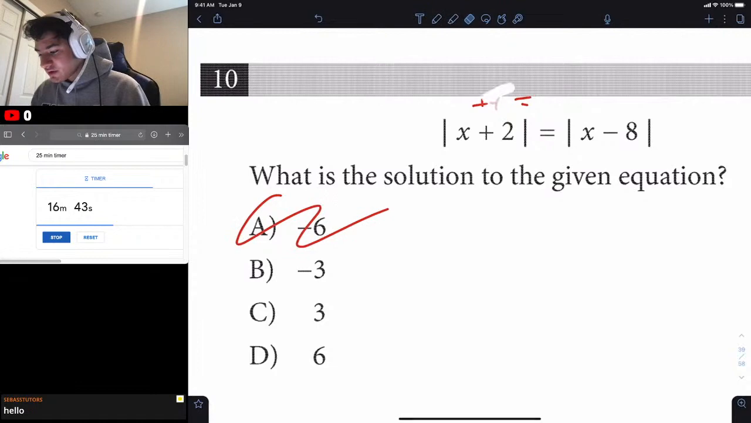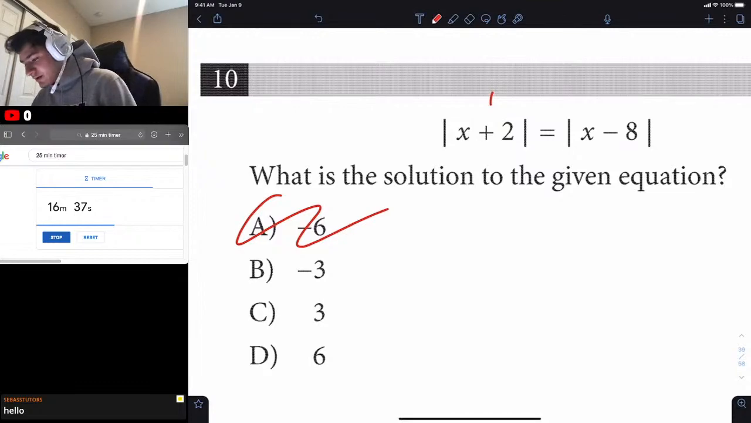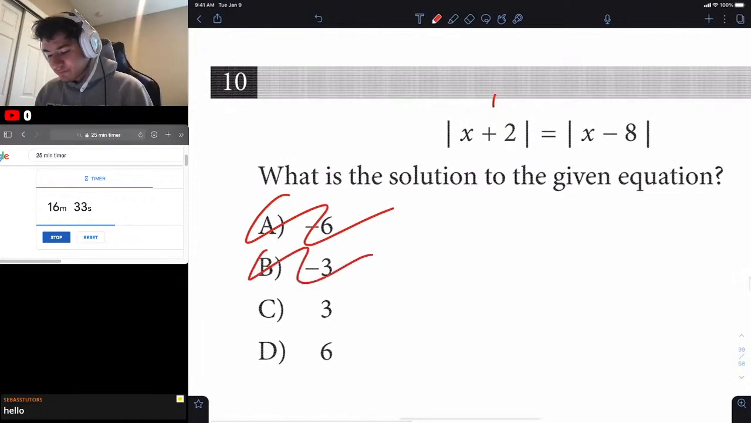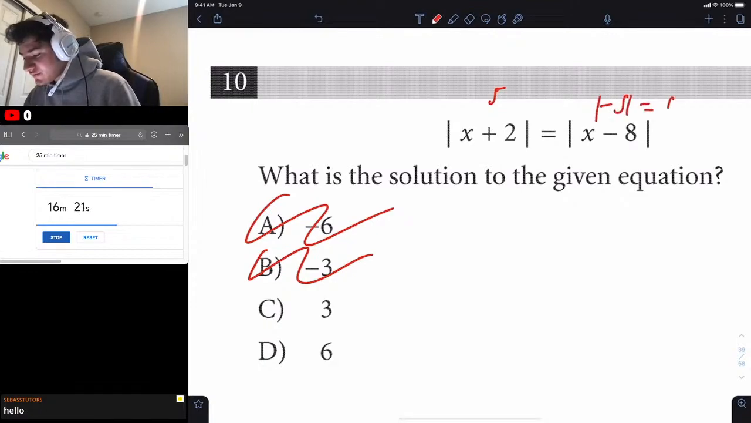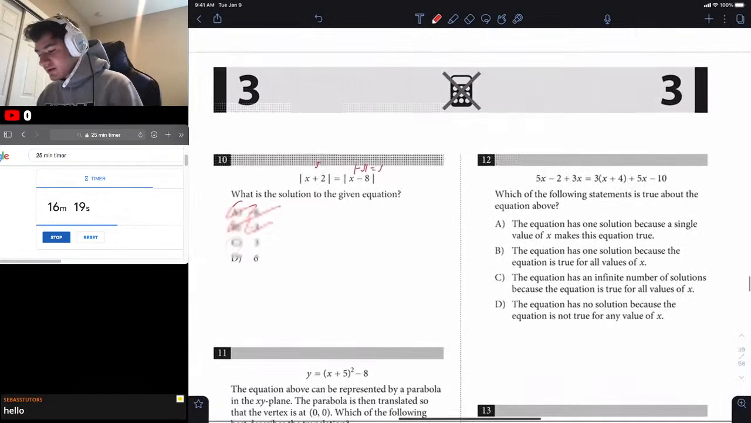Okay, it's not A. -3 plus 2 is -1. Absolute value of that is 1, I mean. And then -3 minus 8, no. B is out. Okay. And I believe it's going to be, yeah, it's this one. So it's 3, because 3 plus 2 is 5, and then 3 minus 8 is -5, but we're taking the absolute value, which is 5. 5 equals 5. C. Done.